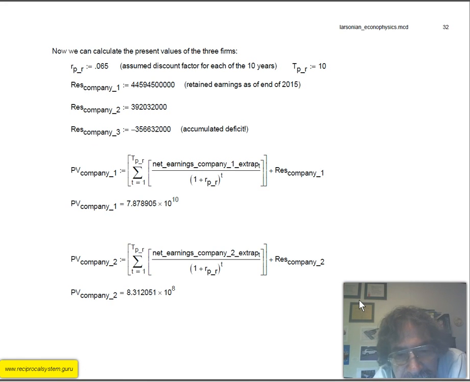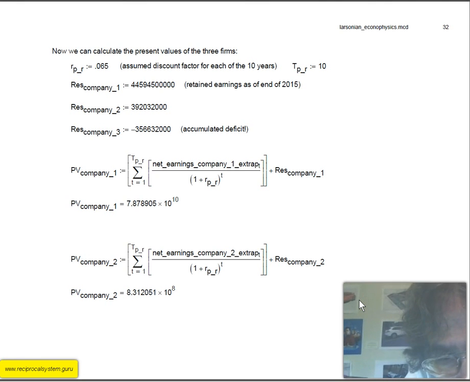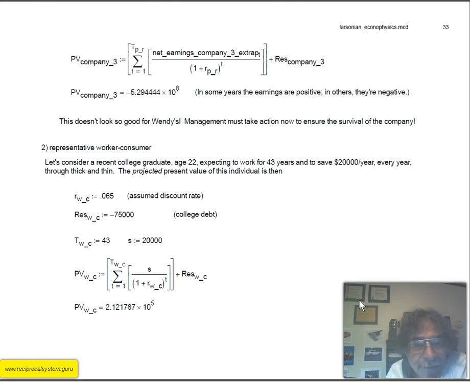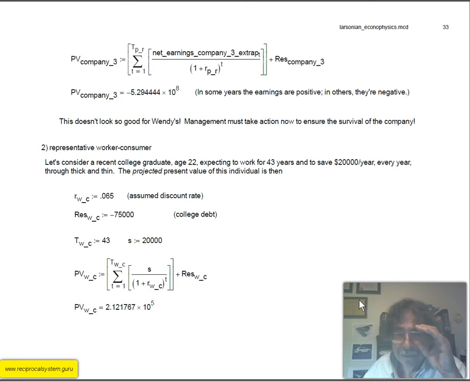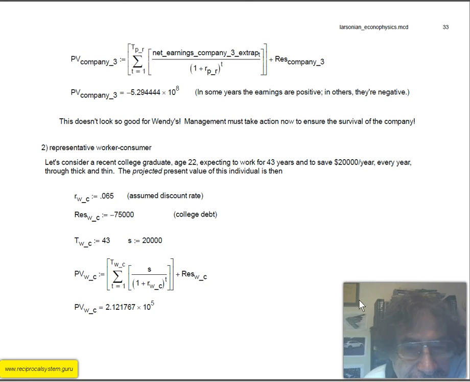So then we can calculate the present value of McDonald's is 7.878905 times 10 to the 10th power, so 78 billion. Present value of Ruby Tuesday's is, let's see, 831 million, 0.2051, and Wendy's, well, it goes negative. So it doesn't look so good for Wendy's. Management must take action now to ensure the survival of the company. So it's just the way it is. All right, so that's that example.